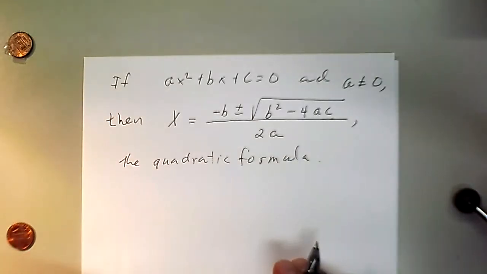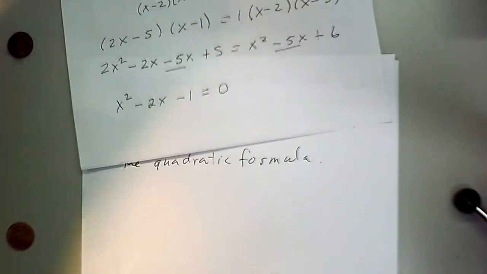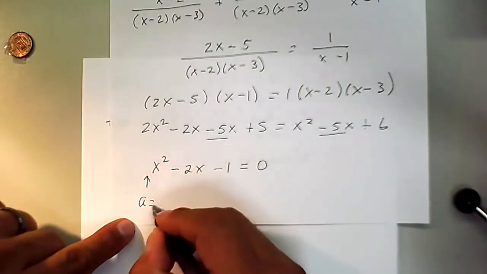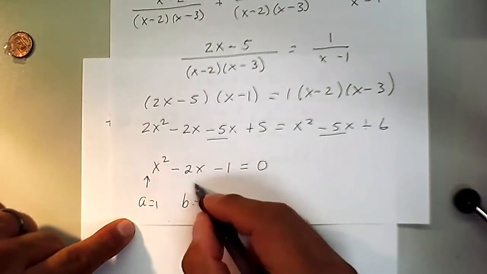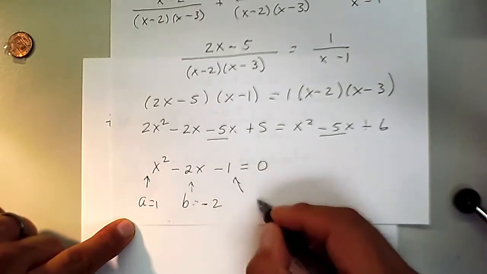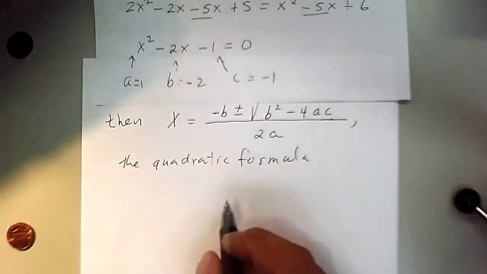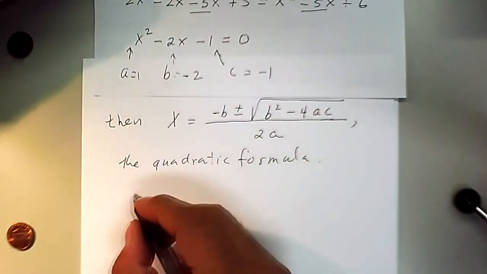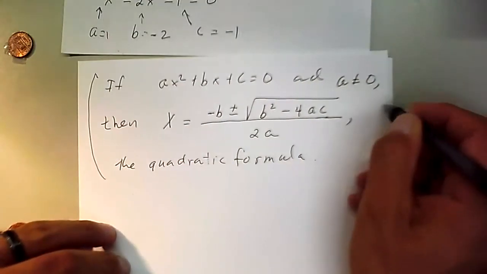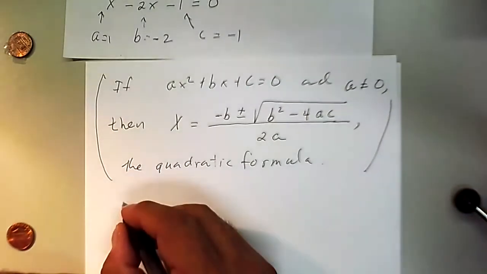All right. In our example, a is the coefficient of x squared, which would be 1. B is this guy, opposite of 2 or negative 2. And C would be negative 1. Okay, so now let's apply the formula. Okay, so this was a parenthesis. It was just a reminder. And now we can continue.